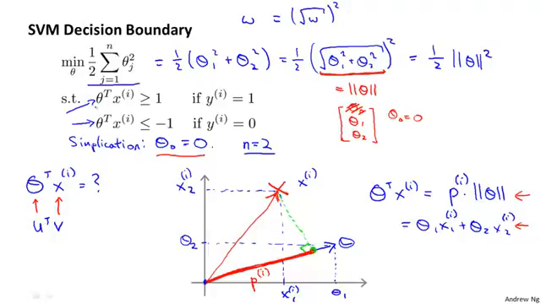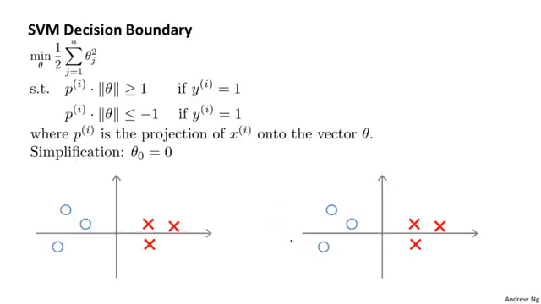What this means is that these constraints, that theta transpose xi be greater than or equal to 1, or less than or equal to minus 1, I can replace with constraints that pi times the norm of theta be greater than or equal to 1, because theta transpose xi is equal to pi times the norm of theta. So writing that into our optimization objective, instead of theta transpose xi, I now have pi times the norm of theta. And just to remind you, we worked out earlier that this optimization objective can be written as 1/2 times the norm of theta squared.